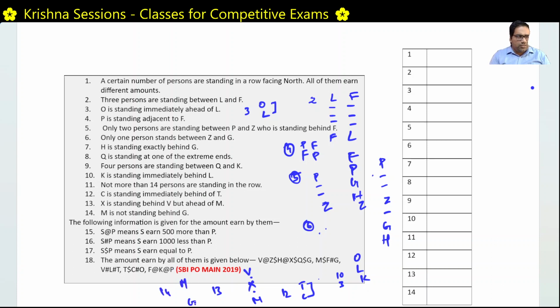M is above G. How many people? We don't know. Right? M is above G. We don't know. So now how do we start? We have 1, 2, 3, 4, 5. P is double space between Z, and we know one of the extremes is Q.